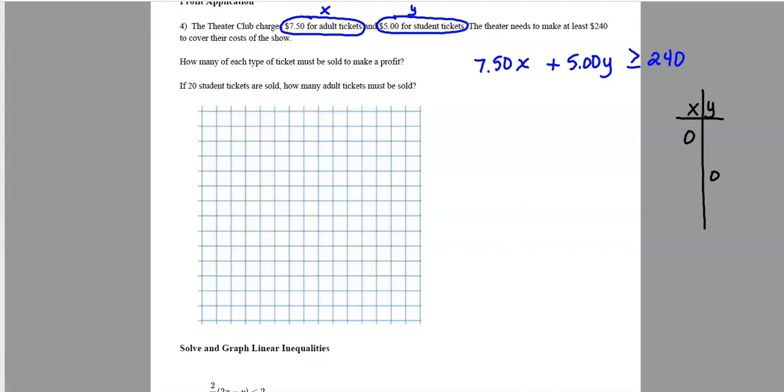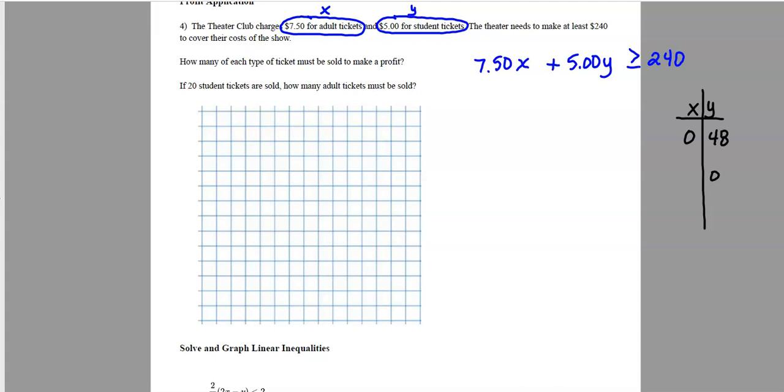So if I let X equal 0, well, $5 goes into 240. It looks like that'd be 48. So how I interpret that is, if I sold 0 adult tickets, I would have to sell all 48 student tickets to get to 240. So I'm looking at the extremes. I'm looking at if I sell none of one and all of the other.